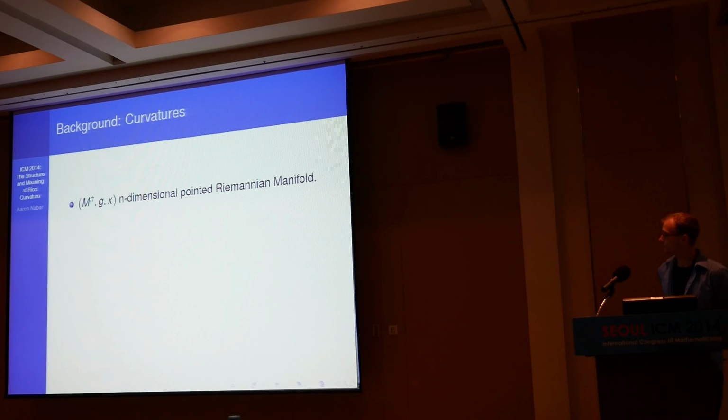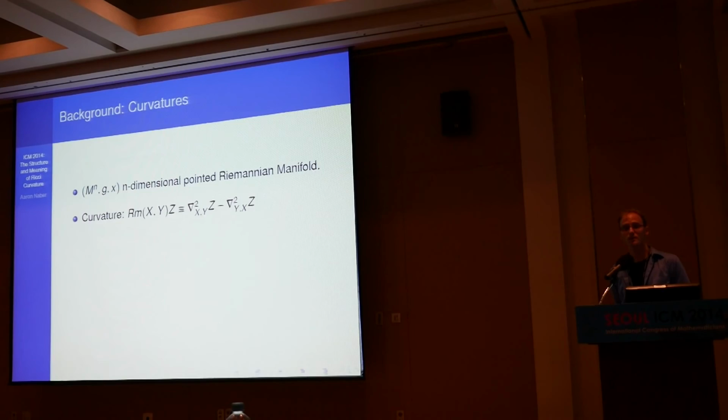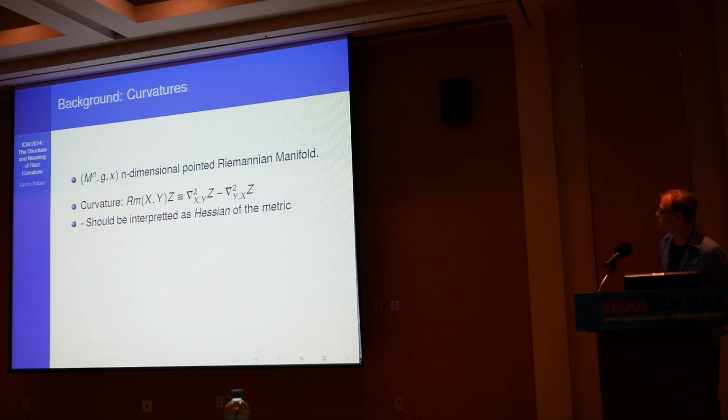So to start with, let's just center on something. We'll be focusing on Riemannian manifolds, and typically they'll be pointed, which just means I'm going to fix a point x inside them. It's just convenience. And no one probably needs me to tell them this. The curvature, recall, is just the anti-symmetric part of the Hessian of a vector field, right? But more importantly, if you're looking for intuition, you should be interpreting this as the Hessian of the metric itself. So it behaves much the way the Hessian of a function does.